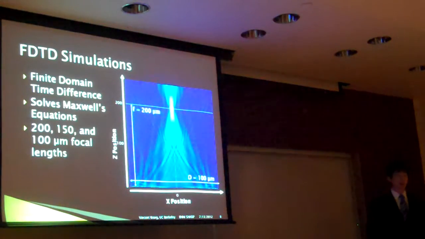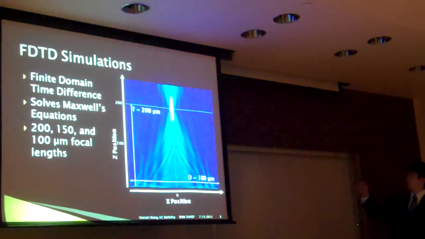My next step was to use FDTD simulations. FDTD stands for finite-difference time-domain, and it is a numerical method that solves Maxwell's equations. Using the algorithm I described previously, I designed lenses 100 microns wide for focal lengths of 200, 150, and 100 microns. To the right here, we can see the intensity field profile for the 200 micron focal length lens.